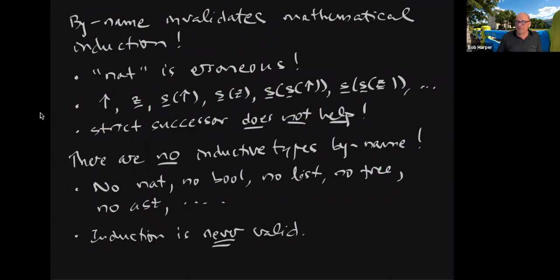So the point I want to mention here is that the answer is no, you do not have a type of natural numbers, and you cannot if you have a by name language. You are screwed.